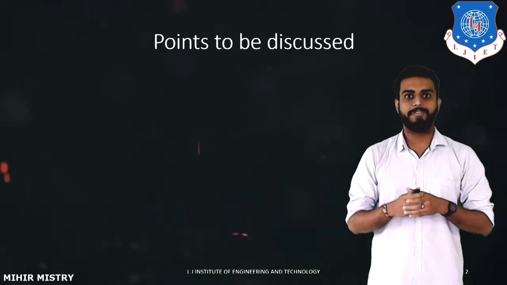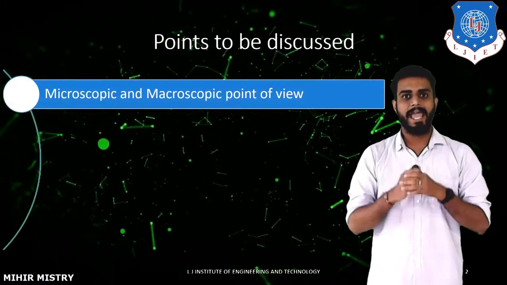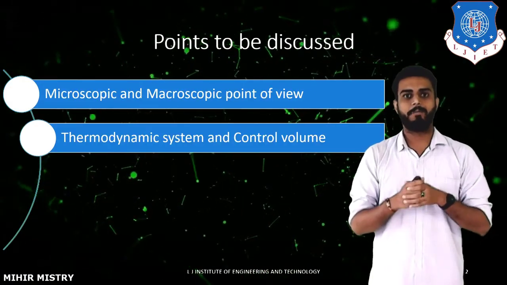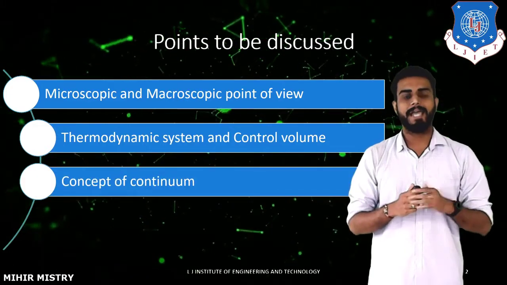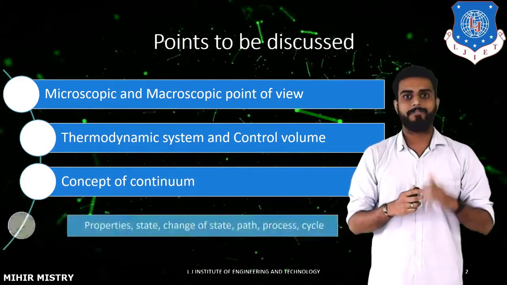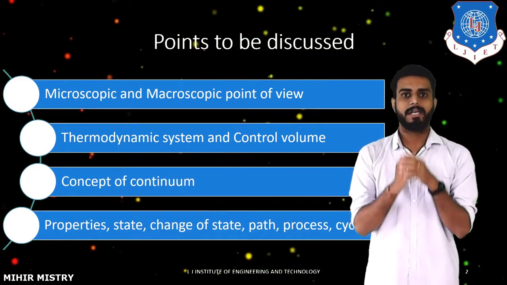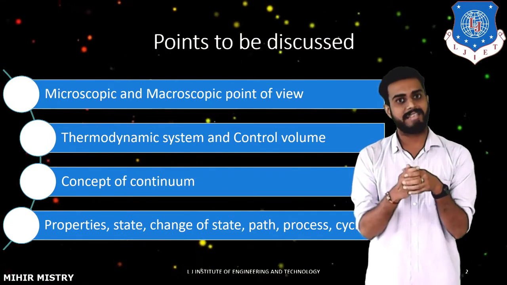Now the points that we are going to follow today: the very first is microscopic and macroscopic point of view. That will be followed by thermodynamic system and control volume. That will be followed by the concept of continuum, and at last we will discuss certain definitions like properties, state, change of state, then path, process as well as cycle.